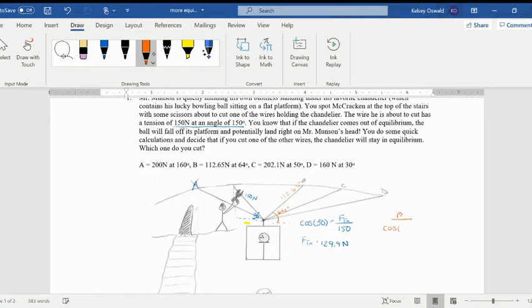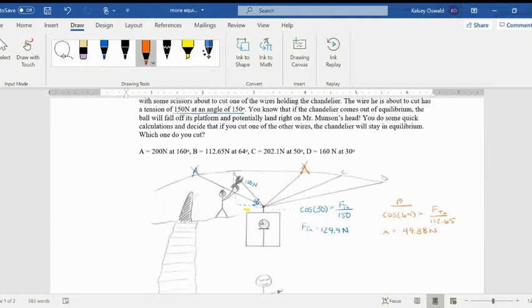So we say cosine of 64 is equal to our x component over 112.65. And we'll find that our x component here is 49.38 newtons. We got that by multiplying each side by that 112.65. Since that is not equal to the force that we're getting rid of on the left, B is not the wire that we're going to want to cut.